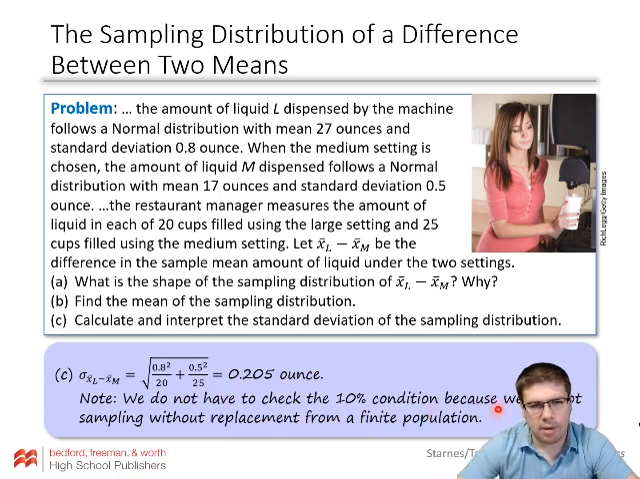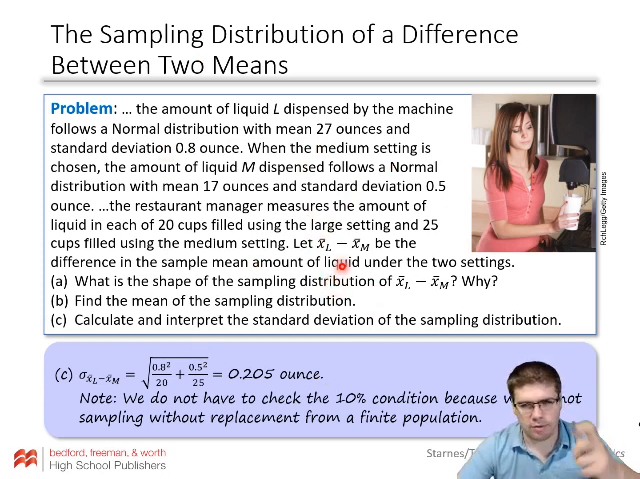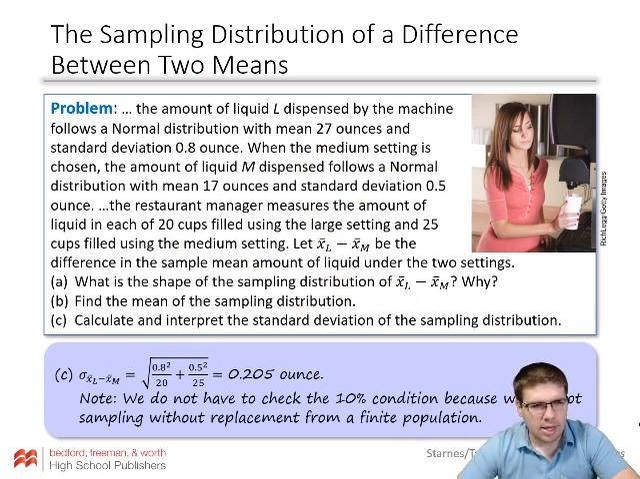So note that we do not have to check the 10% condition because we're not sampling without replacement from a finite population. So in this case, we could continue doing this with the machine. It's not really a finite population. We could keep doing it forever, I guess, as long as the machine doesn't break.